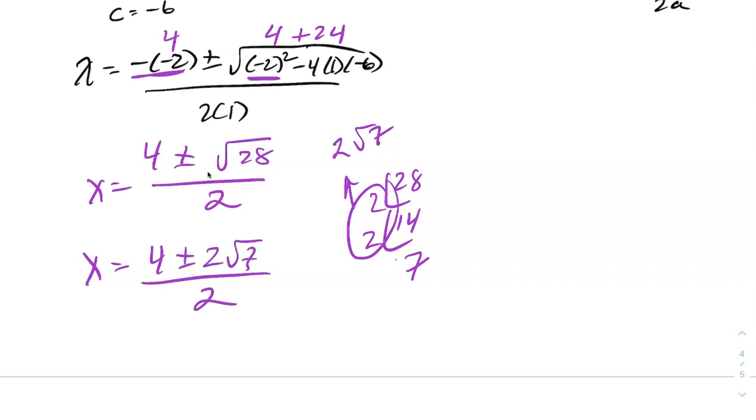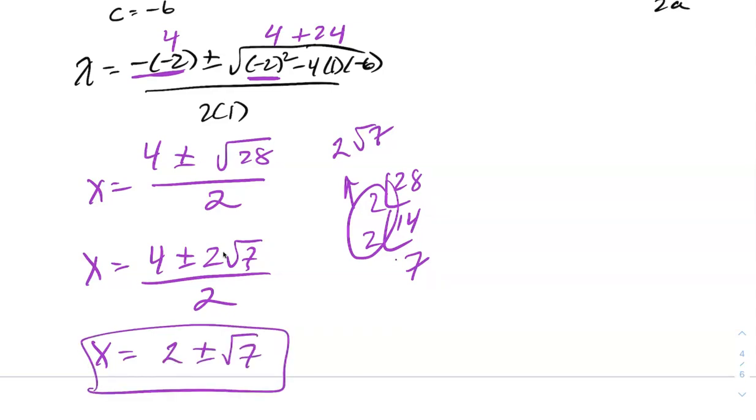So I get that. And honestly, I should be able to divide everything by 2. So I could just get 2 plus or minus rad 7. Now again, if it's on the IB exam, they take this as full credit.